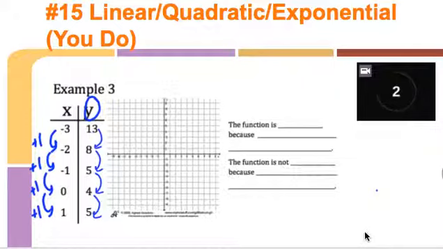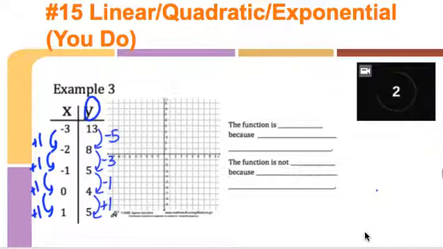So 13 to 8, I'm subtracting 5. 8 to 5, I'm subtracting 3. 5 to 4, I'm subtracting 1. And then 4 to 5, I'm actually adding 1. So this is kind of an interesting pattern. I don't know right off the bat, so I'm actually going to go ahead and graph this.